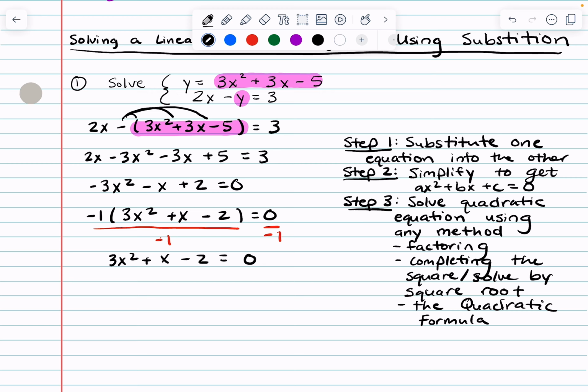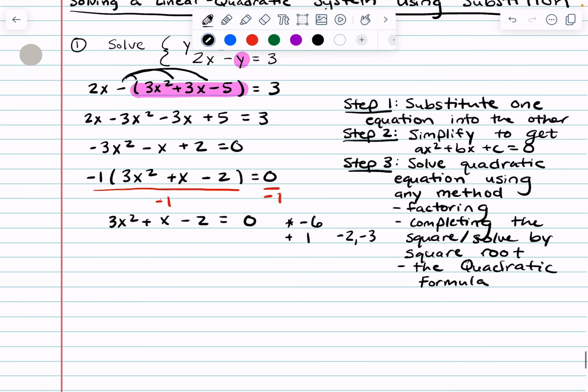I could either use factoring, completing the square, and after you complete the square you can solve by square rooting, or the quadratic formula. All right, so let's see if we can actually use factoring here. With factoring, I need two numbers that multiply together to get a times c, which is -6, and add up to b, which is 1. Off the top of my head, I can already think of -2 and 3 working. So I'm going to factor by grouping.